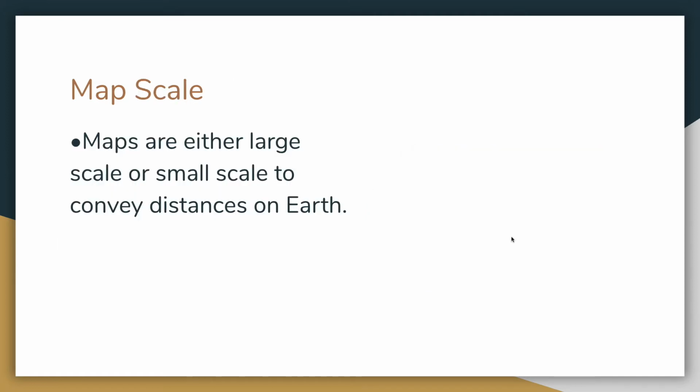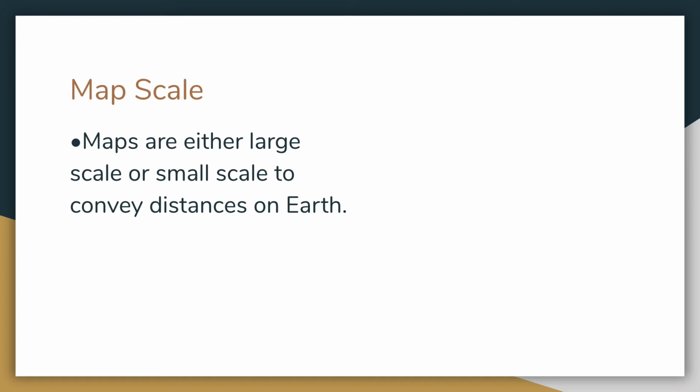Next, we have map scale. Scale is another important feature of maps. As you learn, the scale bar relates distance on the map to actual distance on Earth. The scale bar is based on the scale at which the map is drawn. Scale is the relationship between distances on the map and on Earth. Maps are either large scale or small scale.